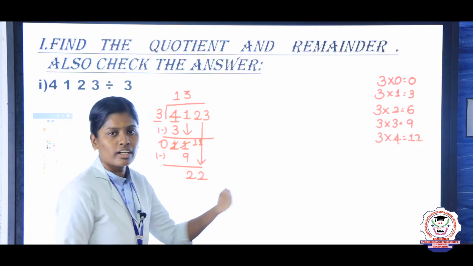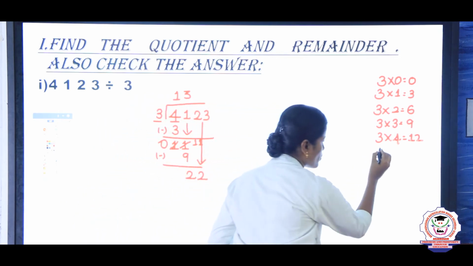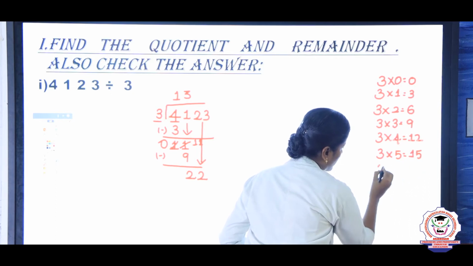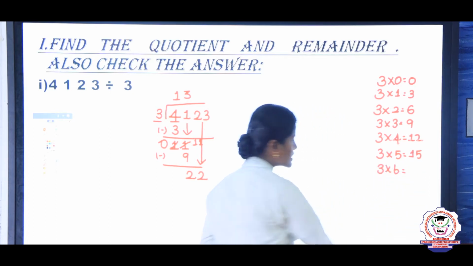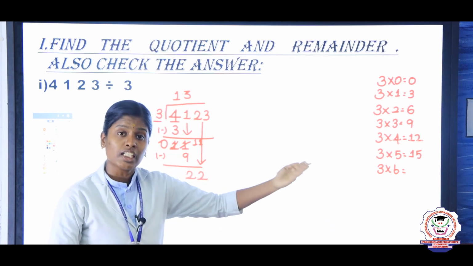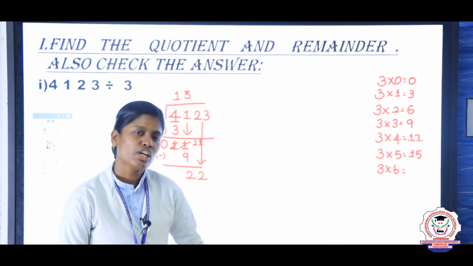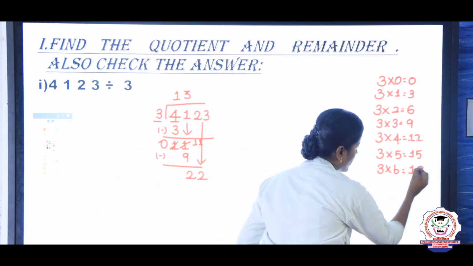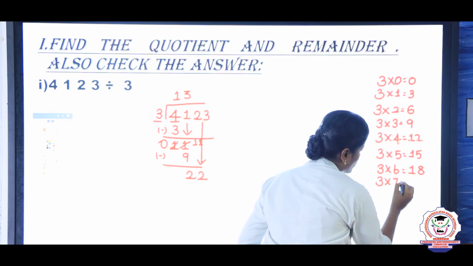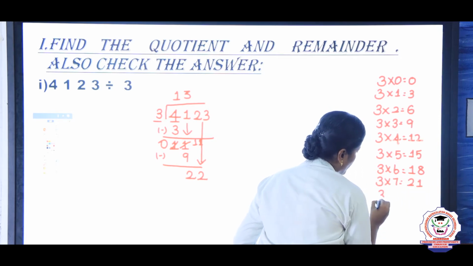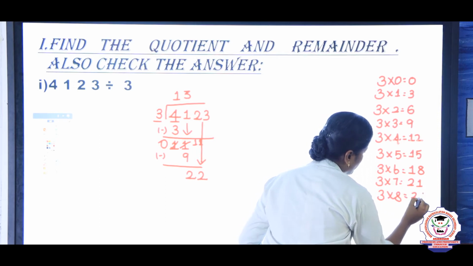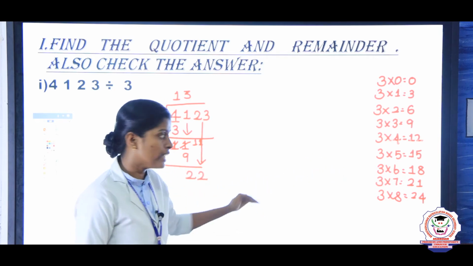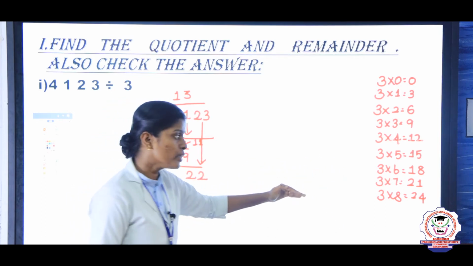Now we are going to check 3 fours are 12 and then 3 fives are 15. The next one, 3 sixes are? What is the answer Nasreen? 3 times 6 is 6 times 3. So 3 sixes are 18. And next one, 3 sevens are 21 and 3 eights are 24. So listen here children, now we are going to check the 3 table for 22. So whether 22 is there or not.